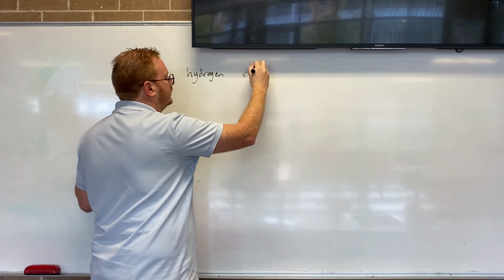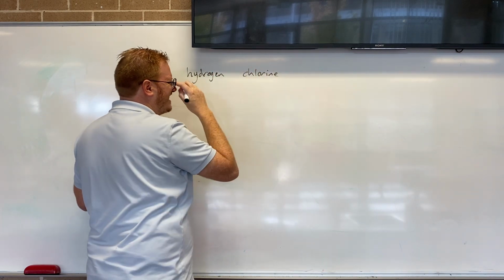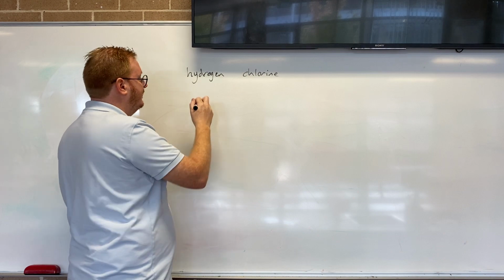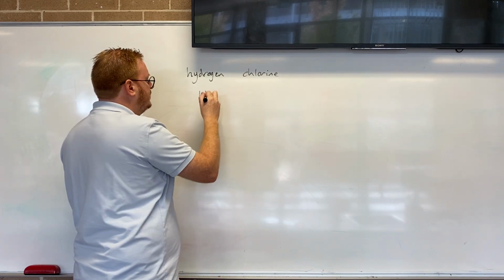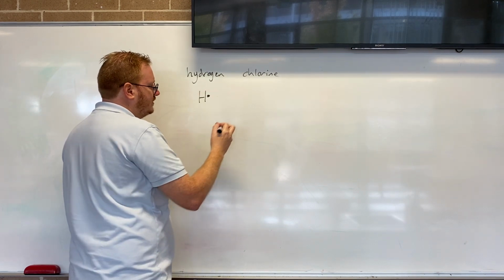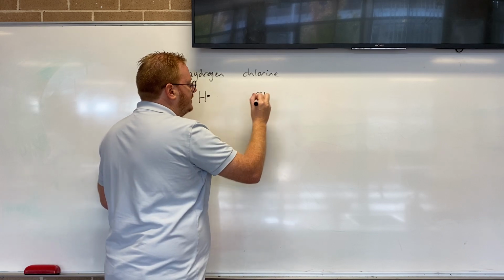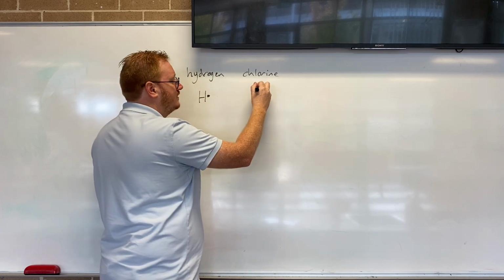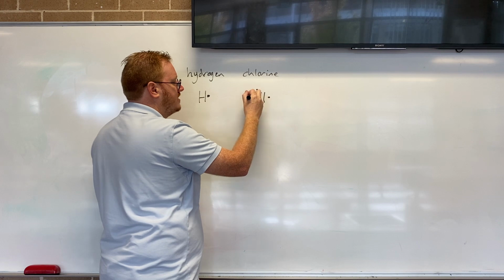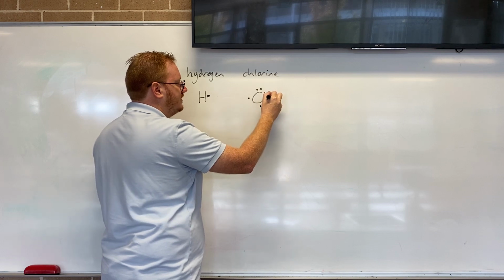Hydrogen and chlorine. Let's do an electron dot diagram for each atom. Hydrogen has 1 valence electron. Chlorine is one of the halogens, so it has 7: 1, 2, 3, 4, 5, 6, 7.